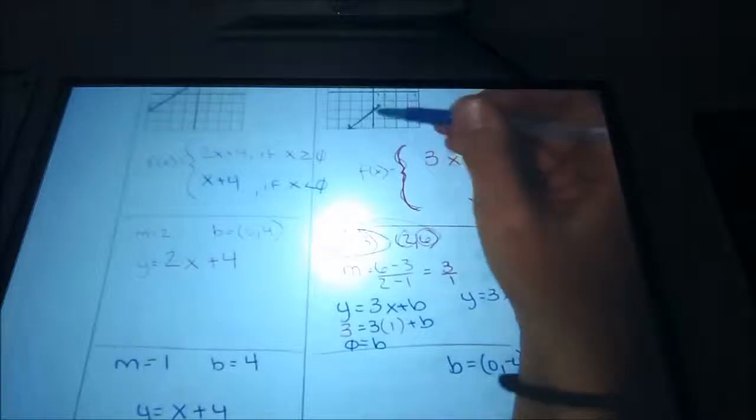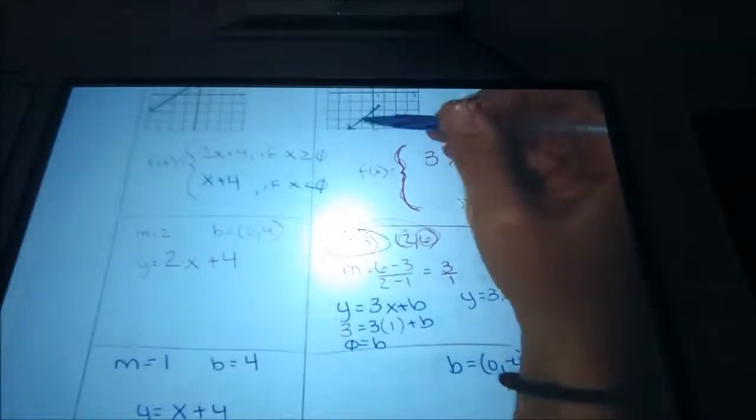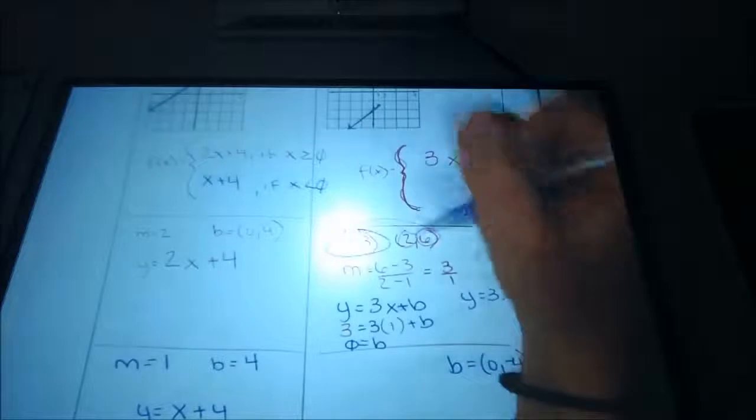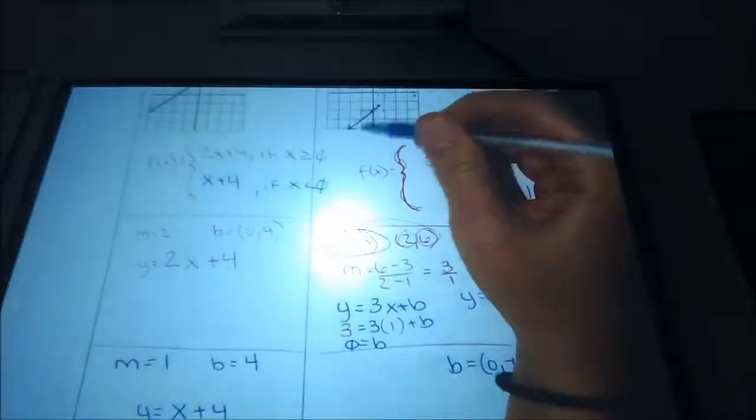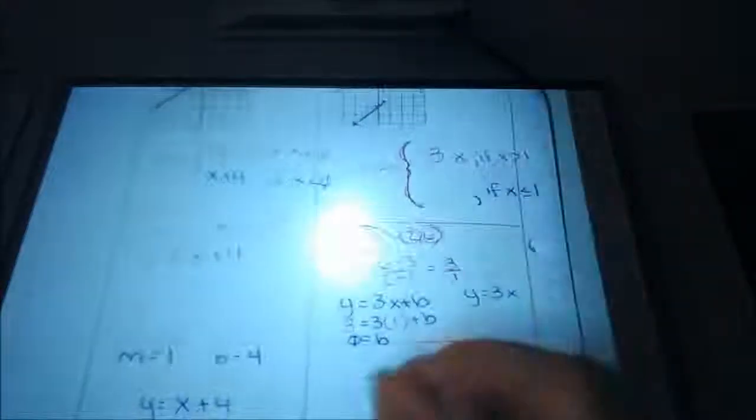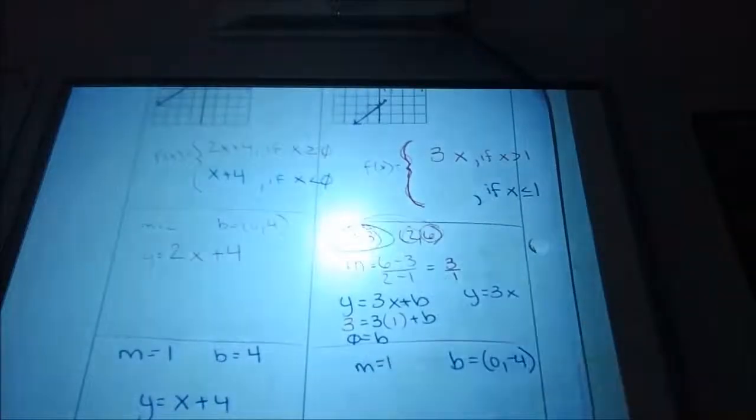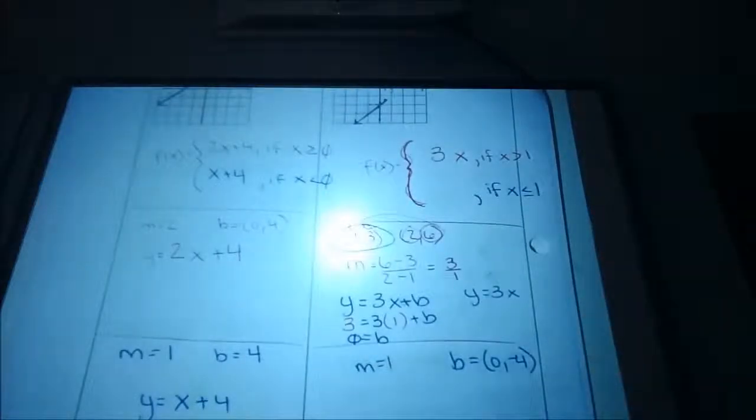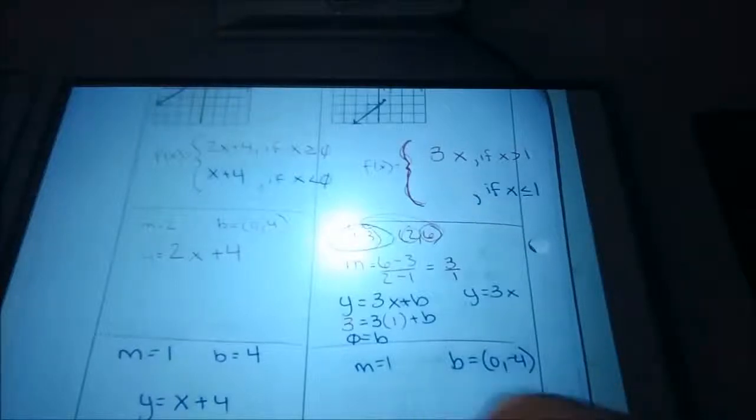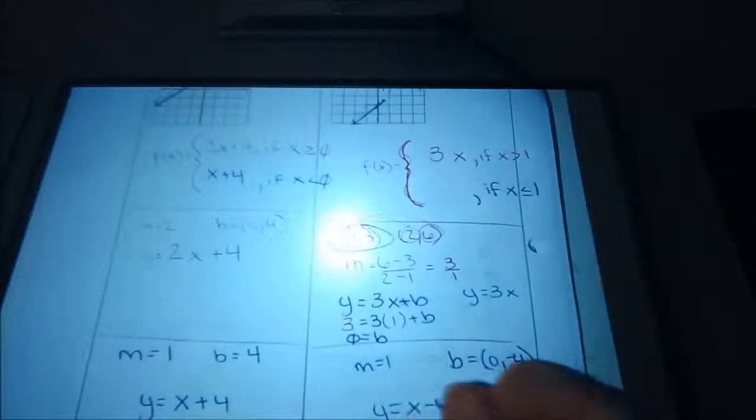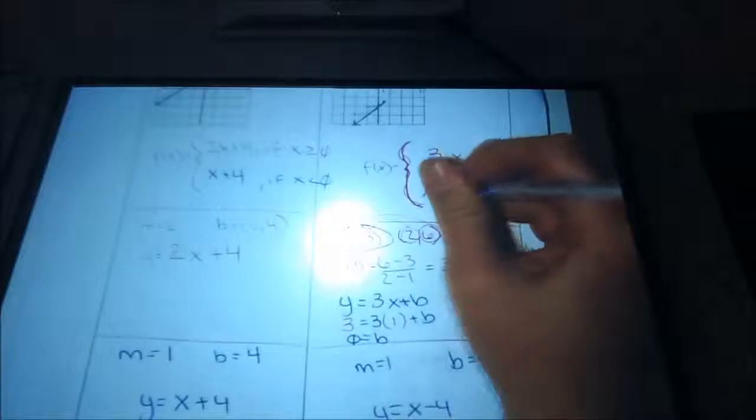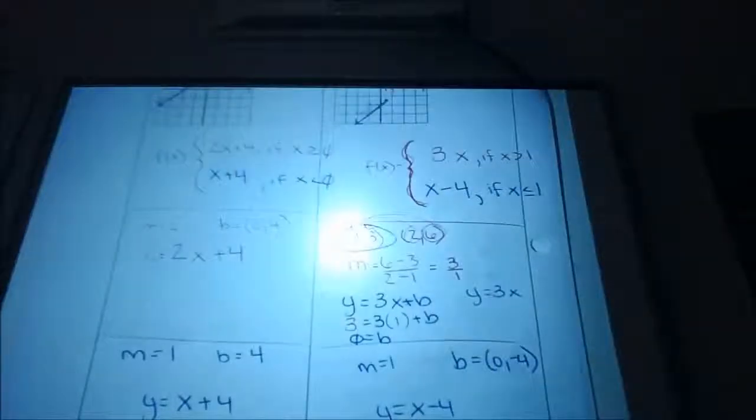Can you determine your slope without having to use 2 points? Yeah. What is it? 1. If you had negative 1, pause for a second, look at it, say, oh, that's going uphill, so it should be positive, I need to look at my numbers again. Y equals x minus 4. So x minus 4 if x is less than or equal to 1.